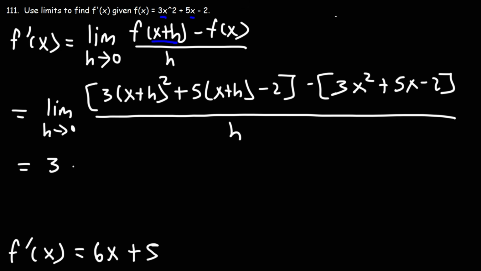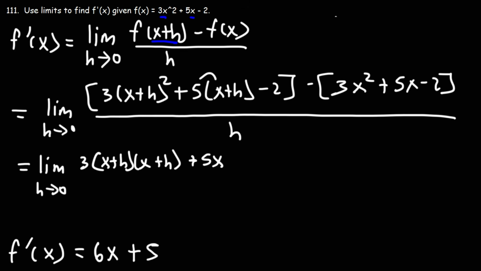So we have 3, and then x plus h squared, that's x plus h times x plus h. So that's how we can expand it. That's what we could have done in the previous problem, but we chose to factor it. Here we can't really factor it, so we have to expand it. Now I'm going to distribute the 5 to the x plus h. So we're going to have 5x and then plus 5 times h. And then minus 2. Here I'm going to distribute the negative sign. So negative 3x squared minus 5x plus 2.